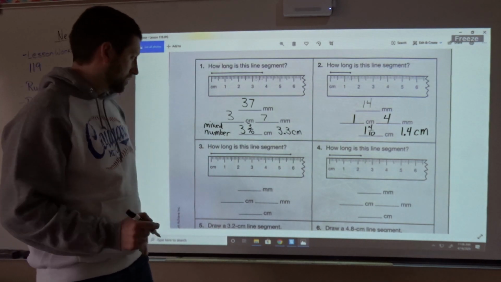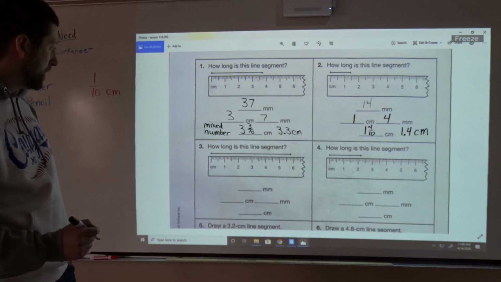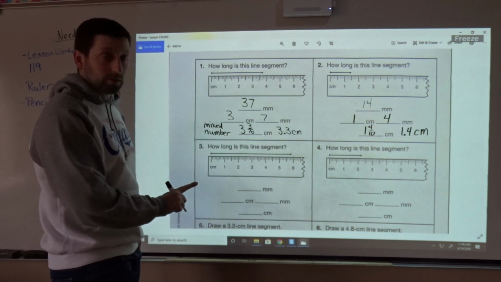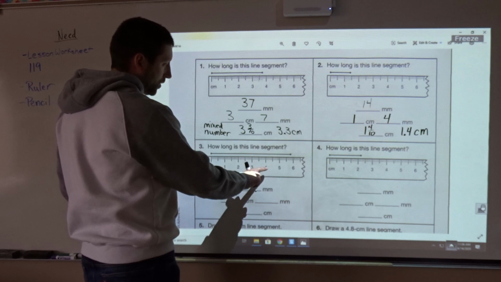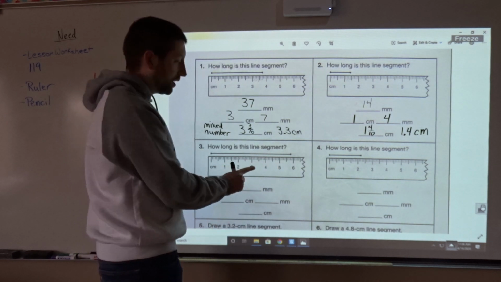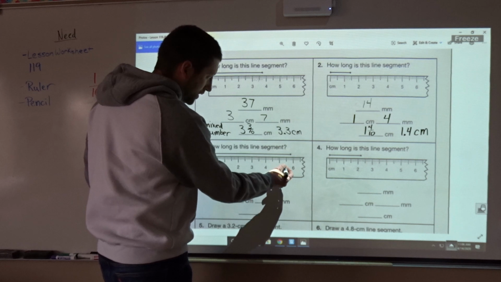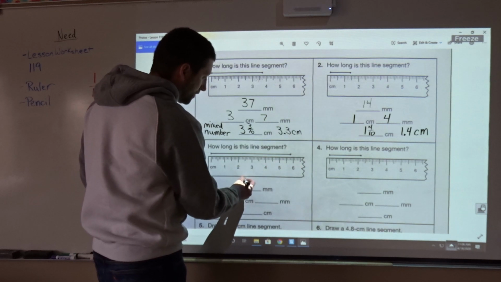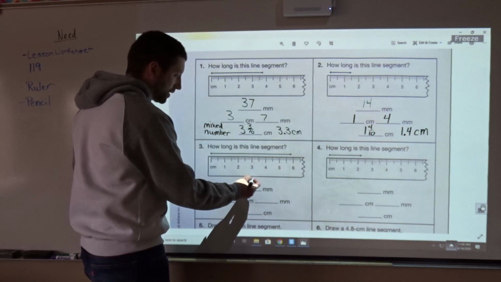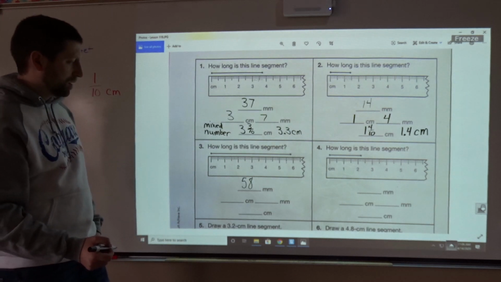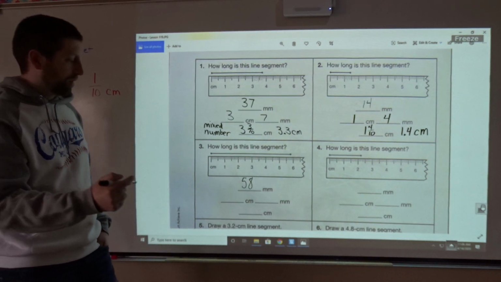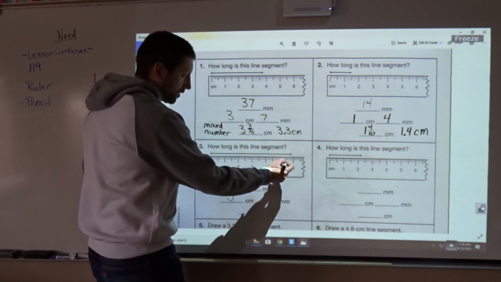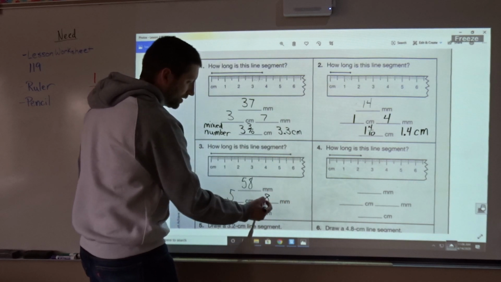Okay, welcome back. Let's take a look at number 3. Well, if I count my millimeters 10 at a time, so 10, 20, 30, 40, 50. Can't go another one or I'd go over. So 50, and this would be 55 right at that longer line, so 56, 57, 58 millimeters. Then let's break it into centimeters and millimeters. Well, that would be 5 full centimeters. And then 1, 2, 3, 4, 5, 6, 7, 8 millimeters.